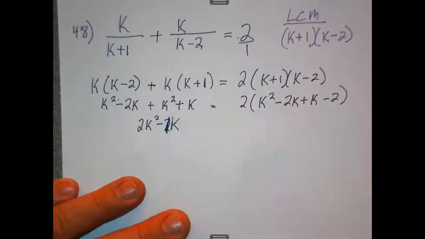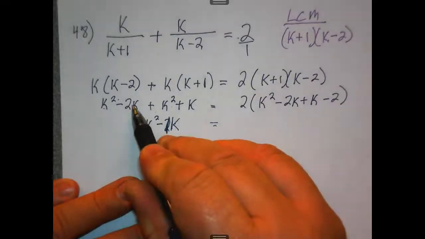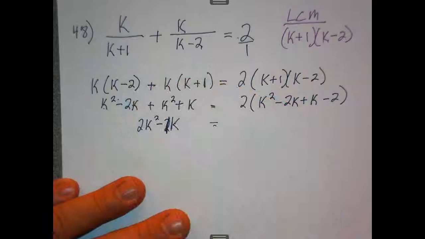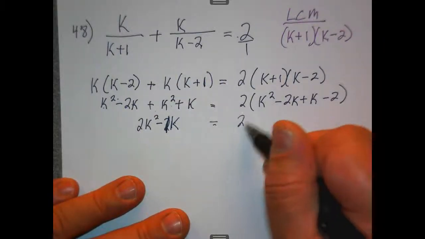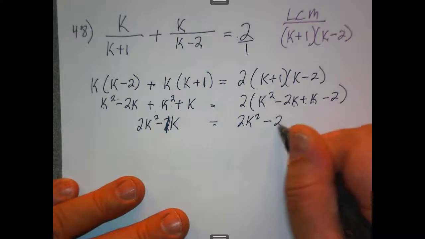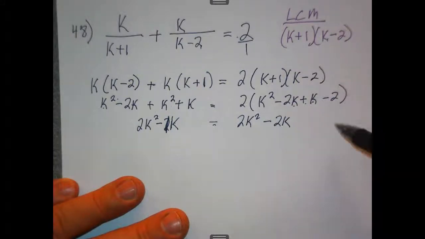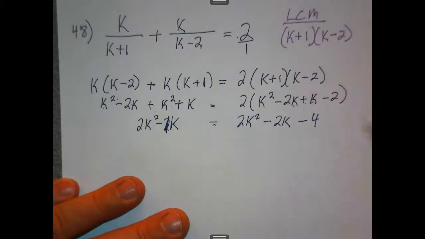What? On what part? This 2k? k times negative 2. Let's see, 2k squared minus 2 plus k is a minus 1k times 2 is a minus 2k. And we have 2 times negative 2 is negative 4.